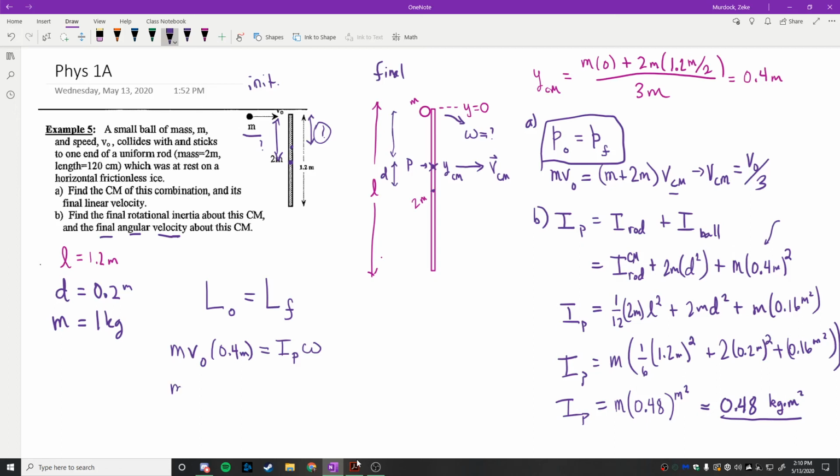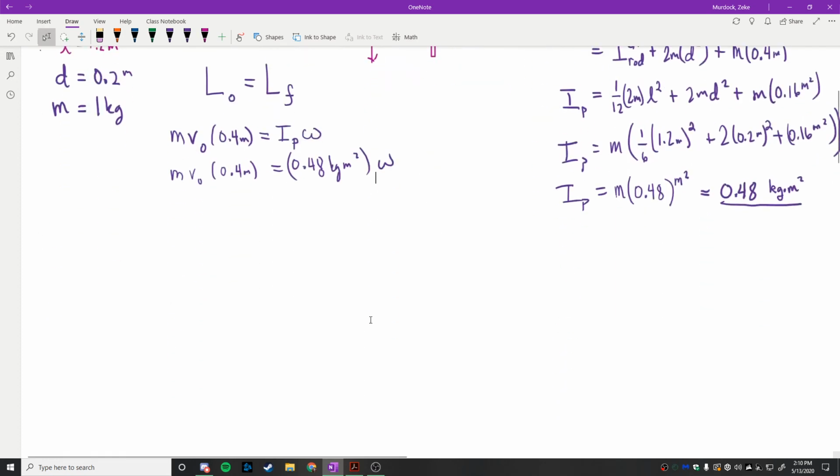So now we just have m v naught times 0.4 equal to 0.48 times omega. And this is where if we make m equal to 1, we'd have v naught times 0.4 divided by 0.48. Basically what I'm doing here to make this more clear is I'm going to replace m with 1 kg, and then that kilogram can cancel out with this one here, right? So we end up getting v naught times this divided by 0.48. There's still going to be a meter squared here.